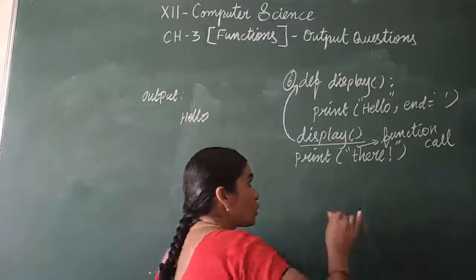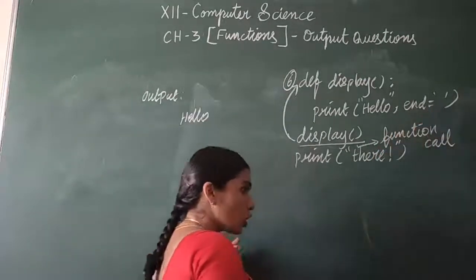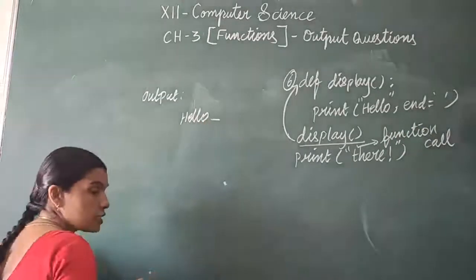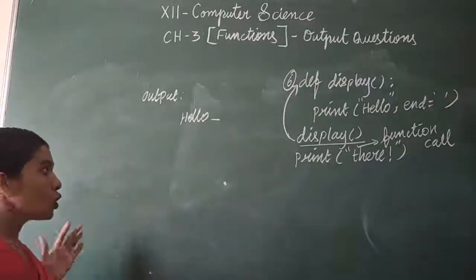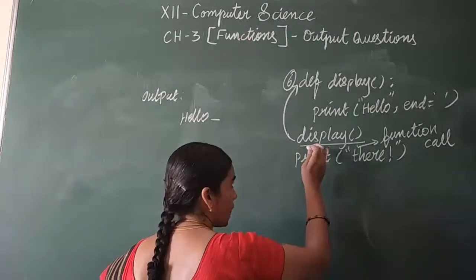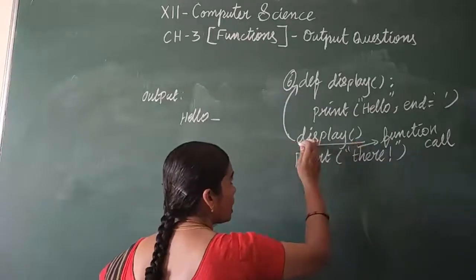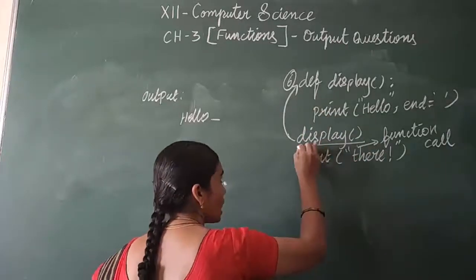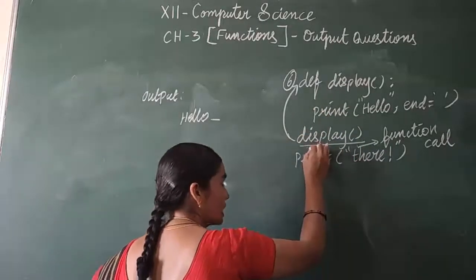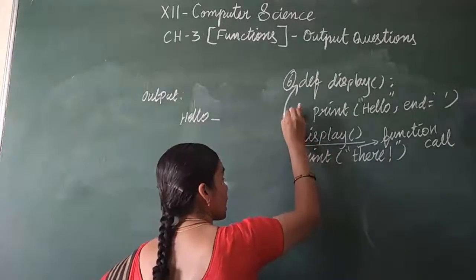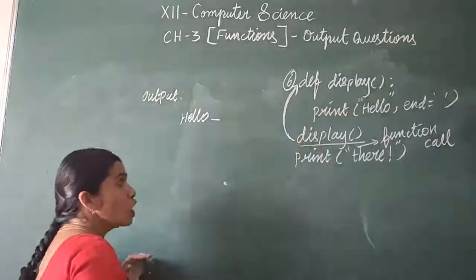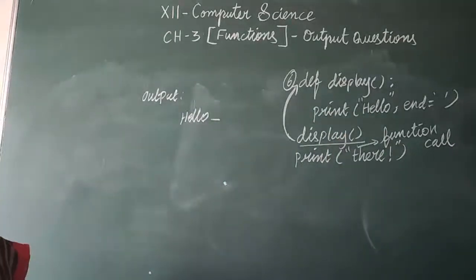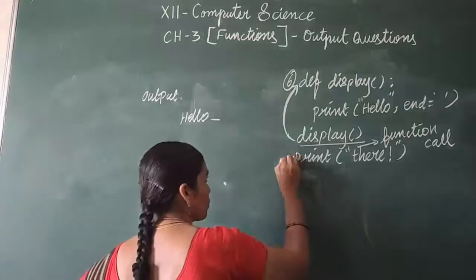After that we used the argument n. Argument n means here the cursor will stay on the same line. So after this function call, the control will reach here. When the control reaches this function call, immediately the call transfers to this function definition. So the statement given in this function definition will be executed. After that the control will move here.